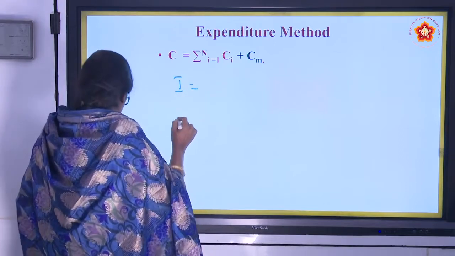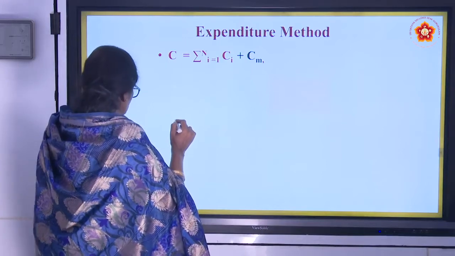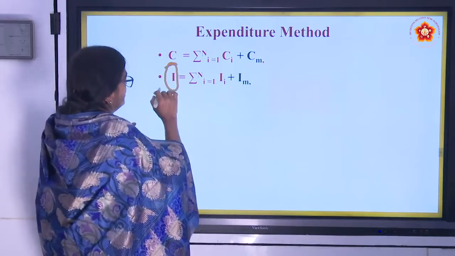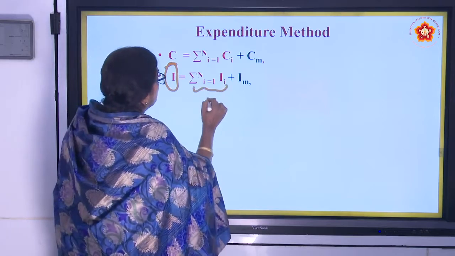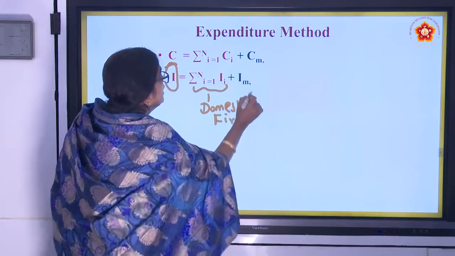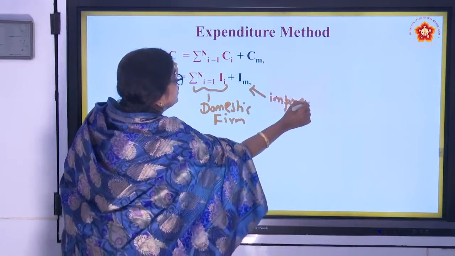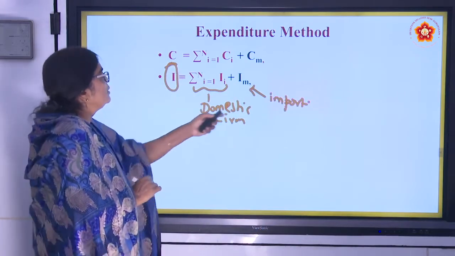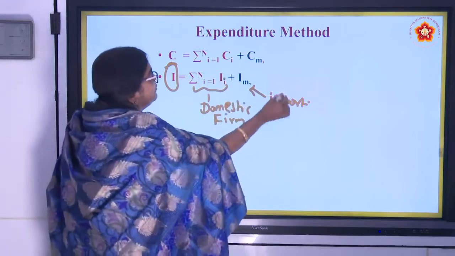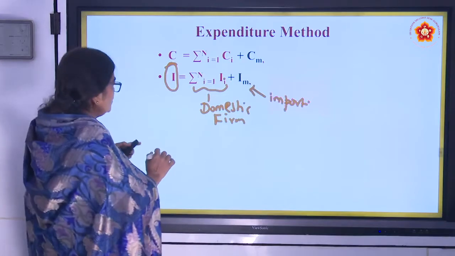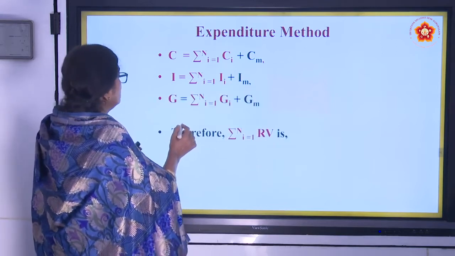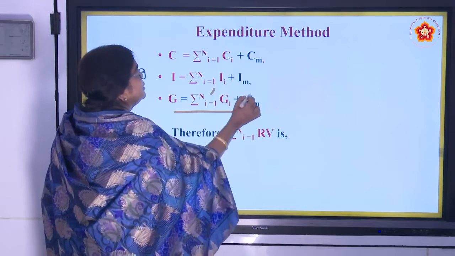Also, you can write I is equal to what? The final total aggregate investment expenditure. Aggregate investment expenditure is nothing but two parts: expenditure on domestic firms, and this one is imports. Therefore, these two combine, and you get I is equal to the investment expenditure on domestic firms and the investment expenditure IM on imports. Therefore, you can write this formula. And G, the total government expenditure, you can write likewise: this is on domestic firms, this is on imports.